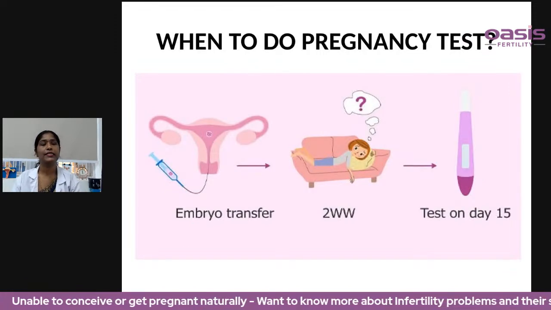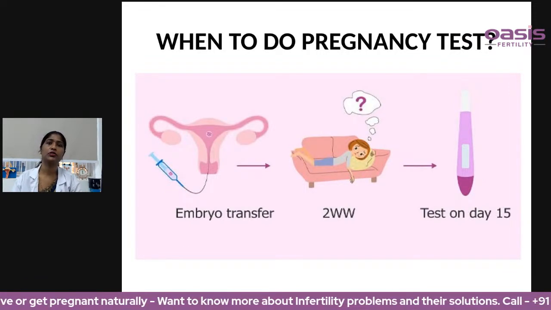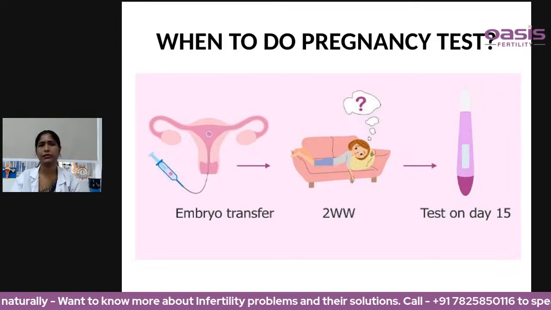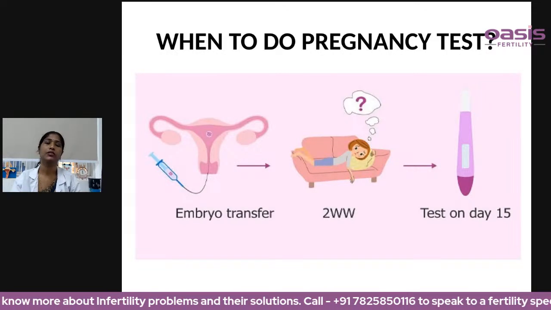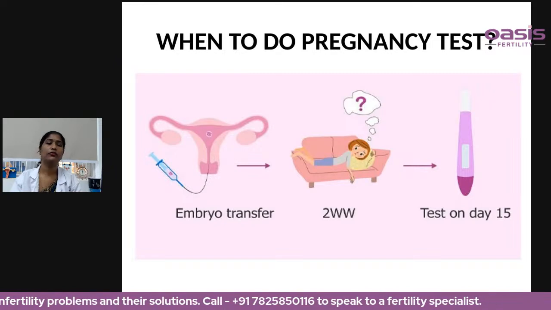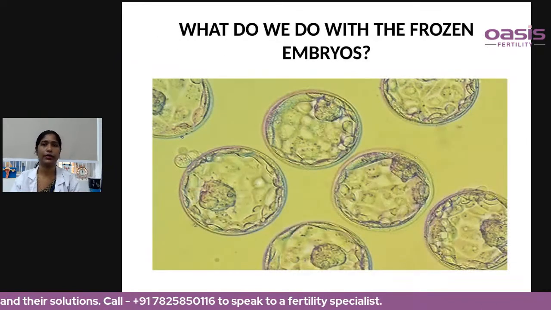So when do you do the pregnancy test? After the embryo transfer, most of the time, 12 to 14 days or a maximum of 15 days after the embryo transfer, we ask you to do a blood test which confirms whether you are pregnant or not pregnant.